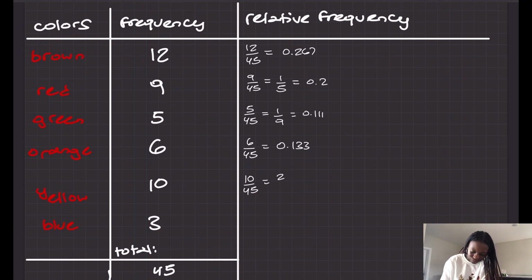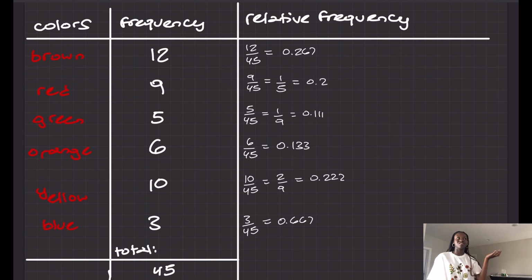Let me see if I'm right. Ooh, I was right. 2/9, 0.222. 3 out of 45 is like 1 out of 15, which would be like 0.06 or something. Wow, I am right. Oh my gosh, that's insane. Okay, that's just me testing my mental math and just proving to myself that I am the genius that I am. Okay. So relative frequency, we found all of the decimals just like that.